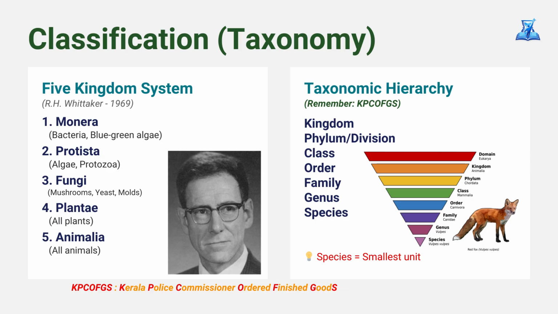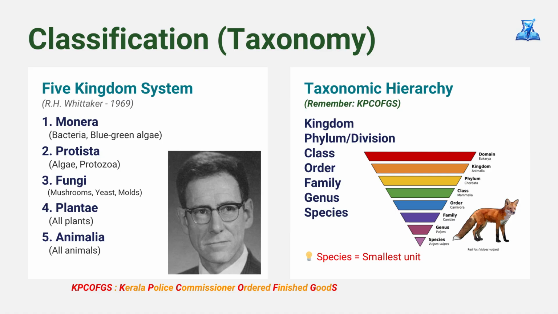This system helps us organize and classify living organisms in a structured way. Starting from the broadest category, we have the kingdom, then phylum or division, followed by class, order, family, genus, and finally species. Now, a key point to keep in mind is that species is considered the smallest unit in this hierarchy. It's the most specific classification, identifying individual types of organisms.